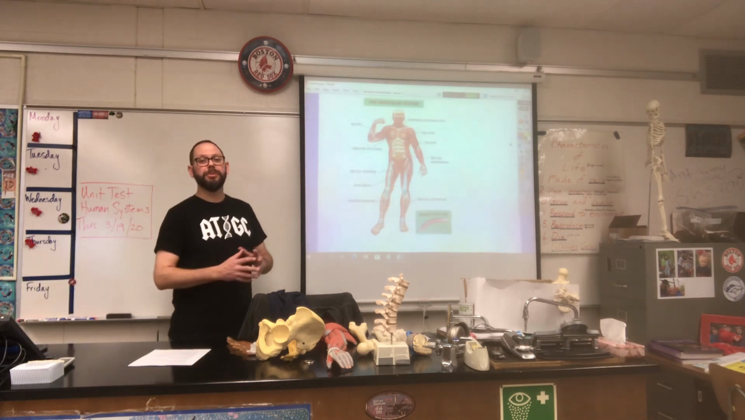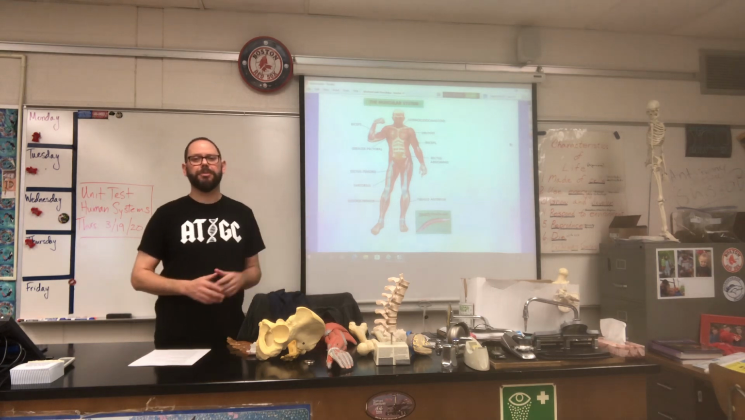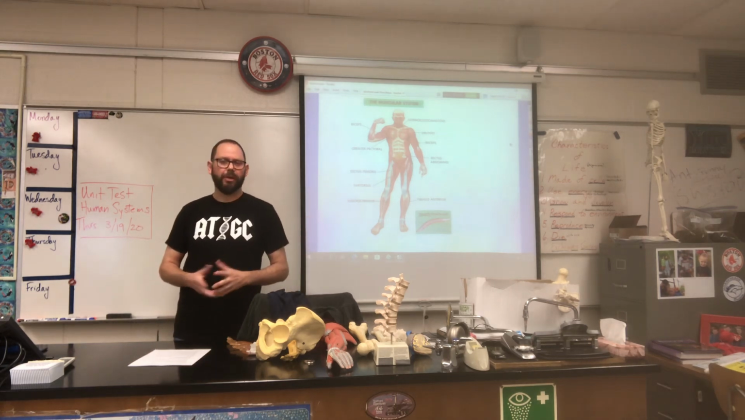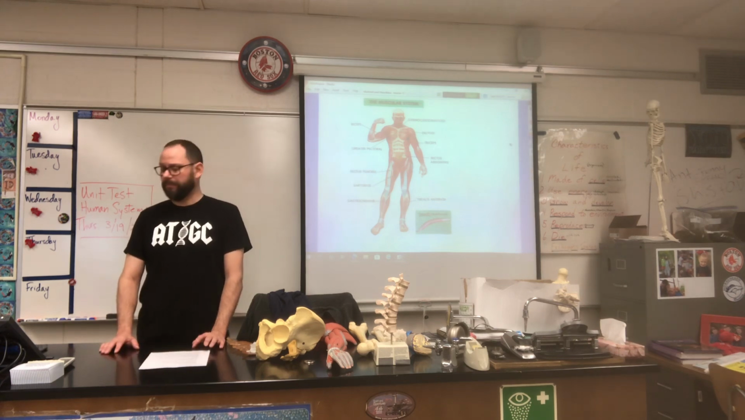The muscular system is predominantly made of skeletal muscle. Those are the kinds of muscles we see on the diagram there. We've got over 600 skeletal muscles in our body. I'll get to why in a moment. So that's the largest group of muscles.